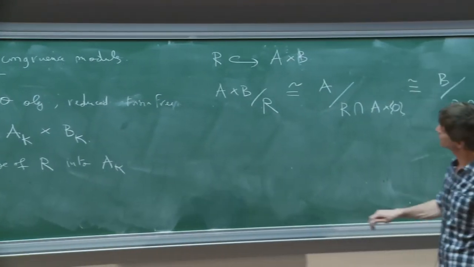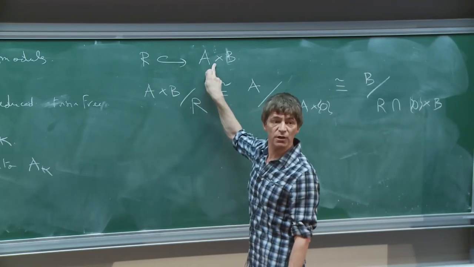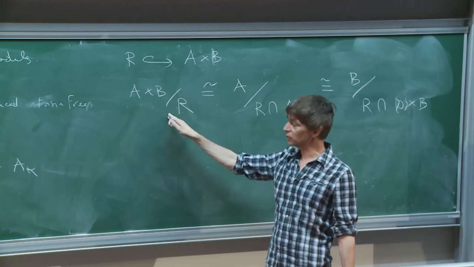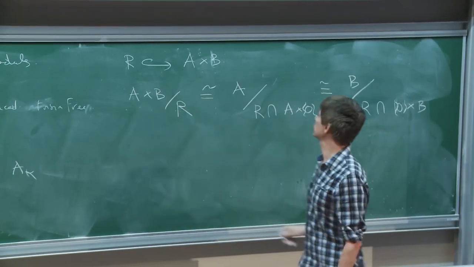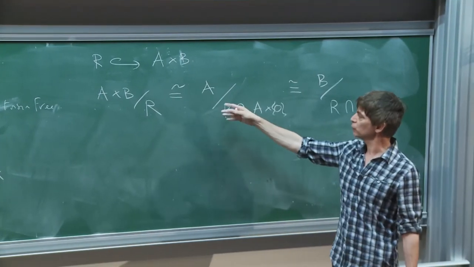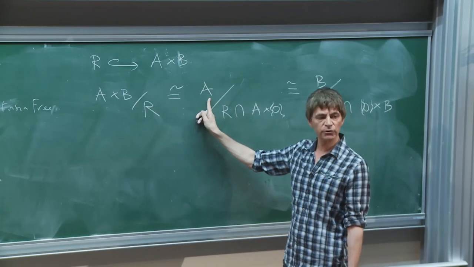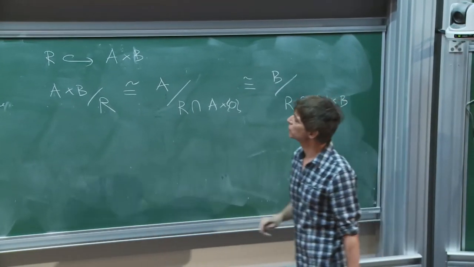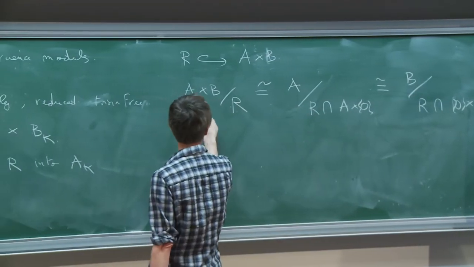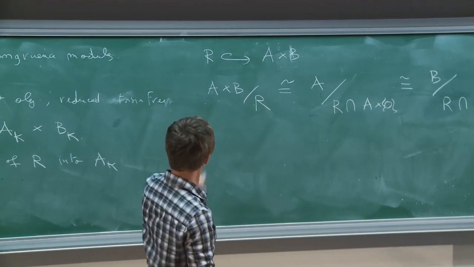So you see that R is A times B if and only if this module is trivial. And when it's not, that means that you have congruences between characters that occur on the A_K factor and characters that occur on the B factor. So this is a congruence module between A and B, depending on R.